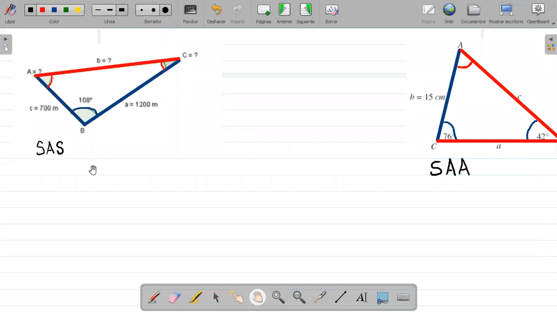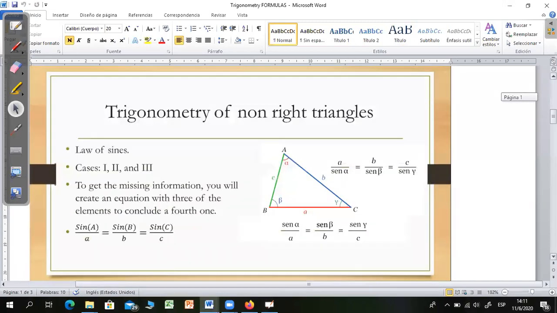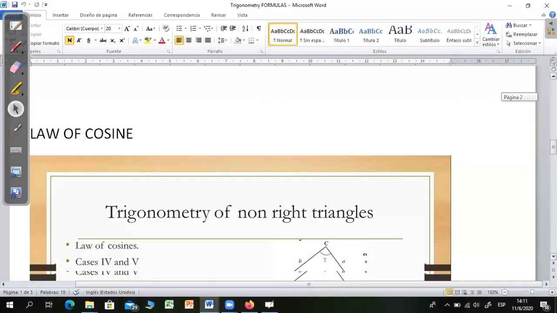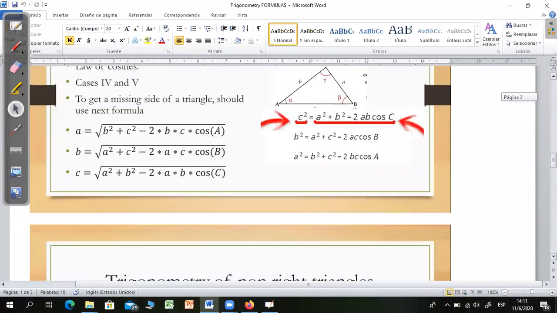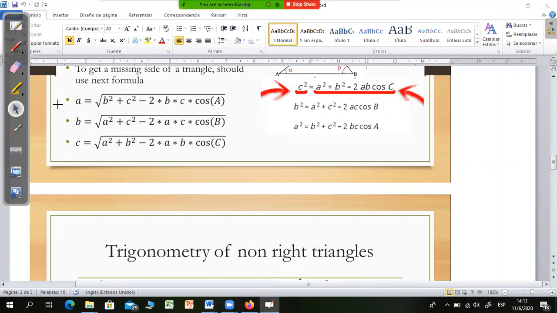As you can see, those are the cases I told you, and we will work with these ones, with those properties in order to conclude them. Of course, we want to analyze the law of cosine first, and let's see what's the situation. The situation we have is the next one. We have these three formulas we will use.